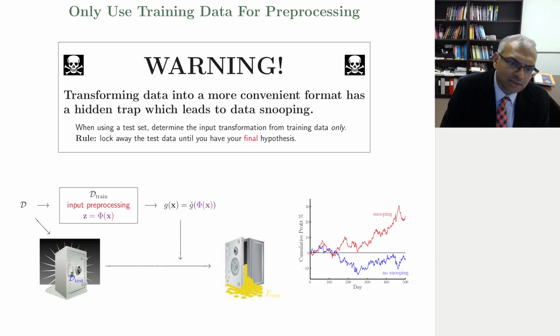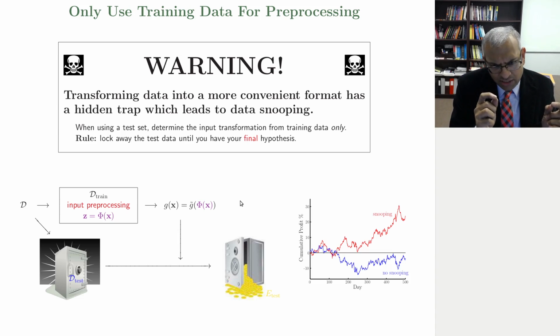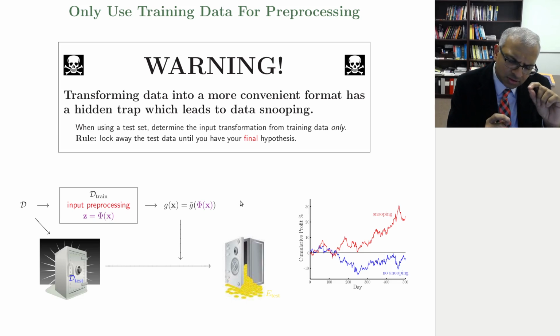Now open the vault. Get your test data and apply g-tilde, which was learned on the z, to the transformed test data. And that gives you a test set. And only then is your test set an unbiased and unsnooped estimate of the test performance of g-tilde, or your final hypothesis g. And on the right, I'm showing you an example where all we did in the text is a little bit of data snooping to decide the mean vector for centering, in the centering input pre-processing step.